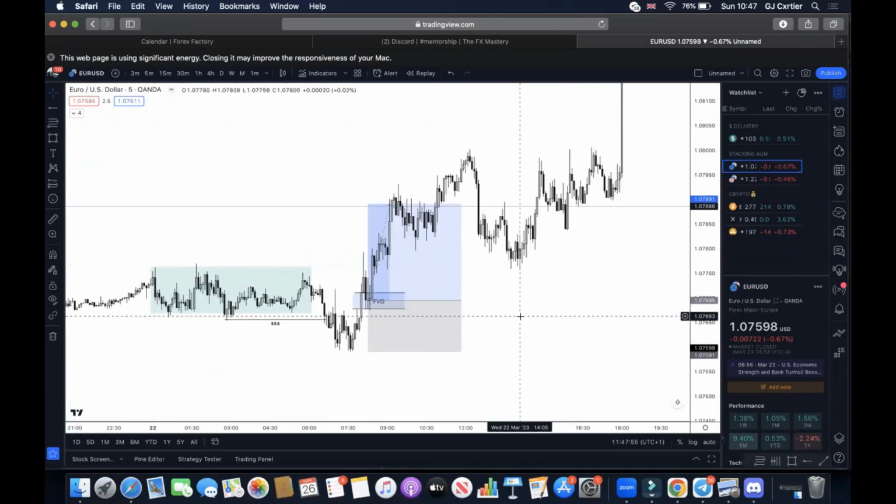So that is a quick simplified version of how to understand fair value gaps and understand when they become invalid and valid. So hopefully you can use this in your trading, and I'll see you all in the next video.